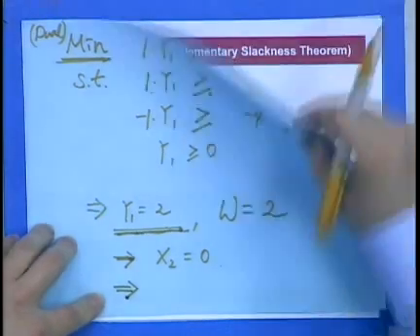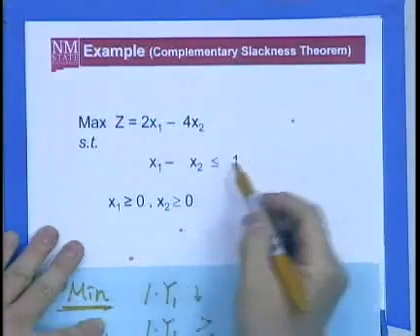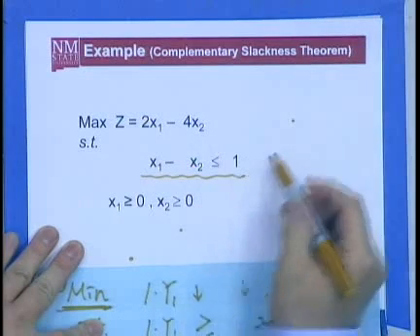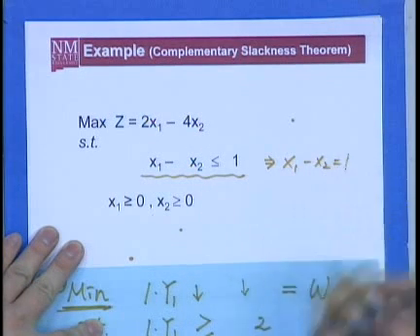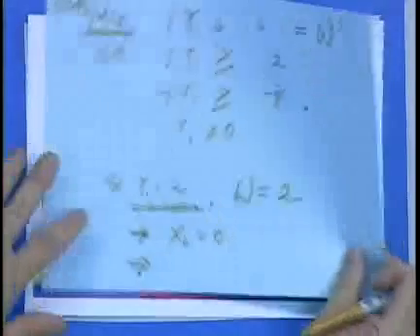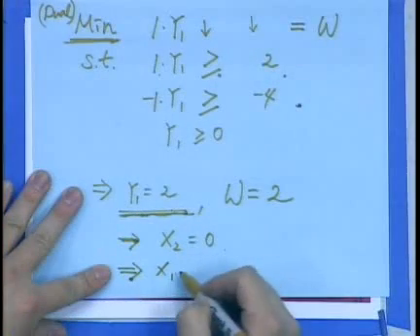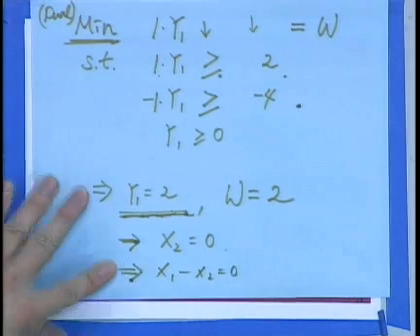So what is the primal constraint? Okay. Which means this constraint is actually equal to 1. Is that right? So x1 minus x2 equal to 1, right?